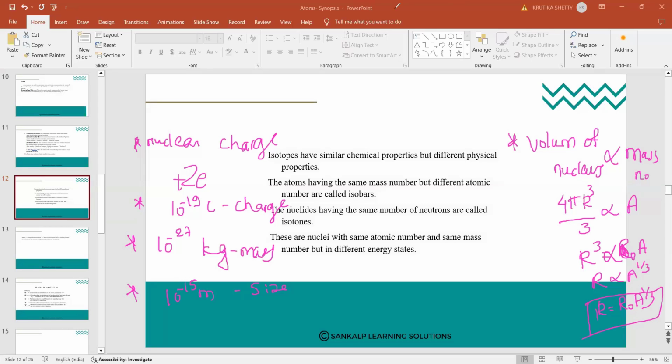Yes, the next point regarding the nucleus: the density of the nucleus is of the order of 10 to the power of 17 kg per meter cube.